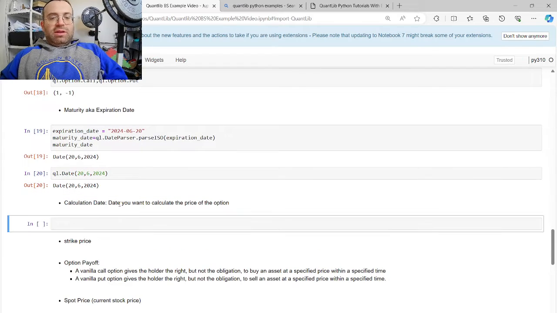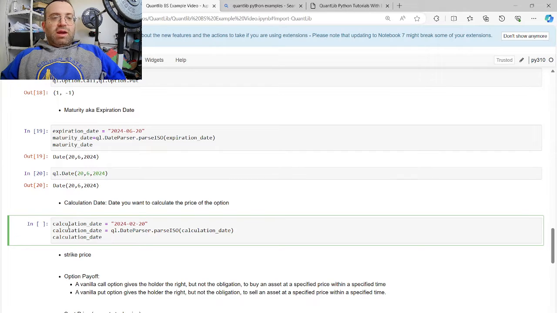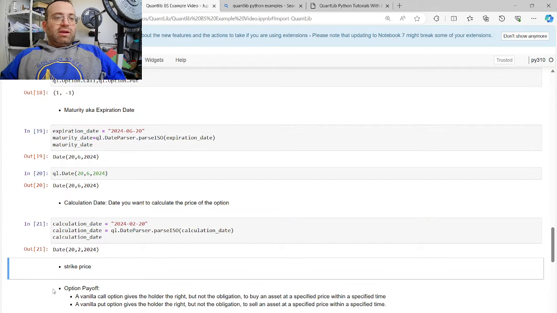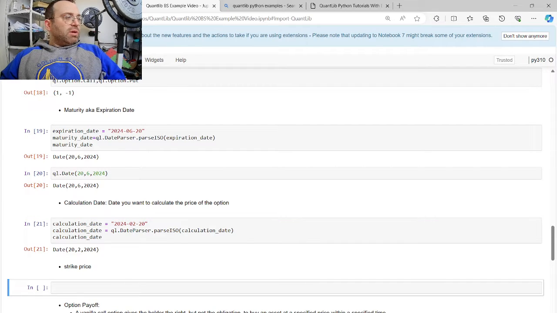Okay, so now we need a calculation date, right? This is the date we want to calculate the option on. So for the calculation date, we can use the parser, and then we get the date like this. Strike price is the strike price we want to use. So let's say strike price equals 120.